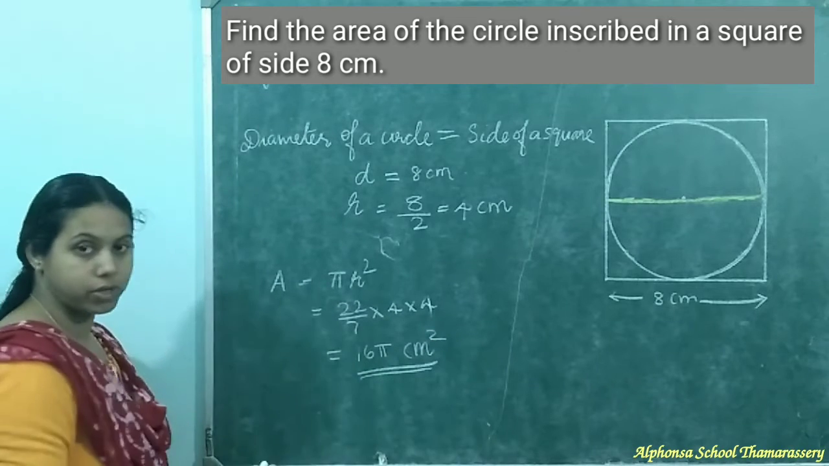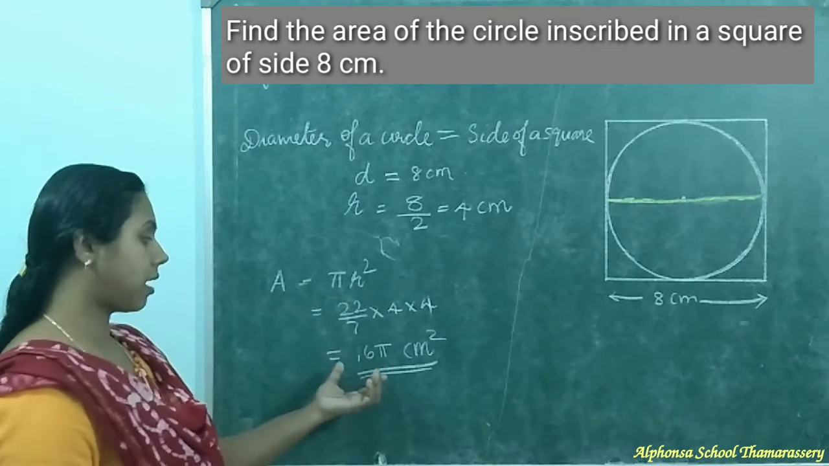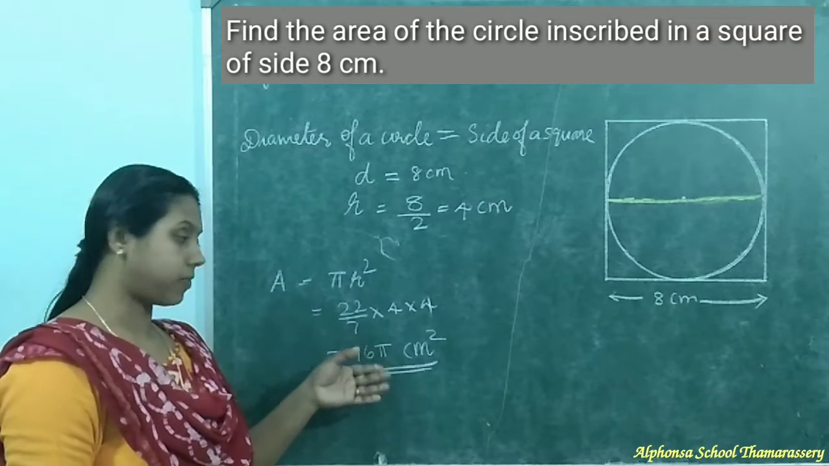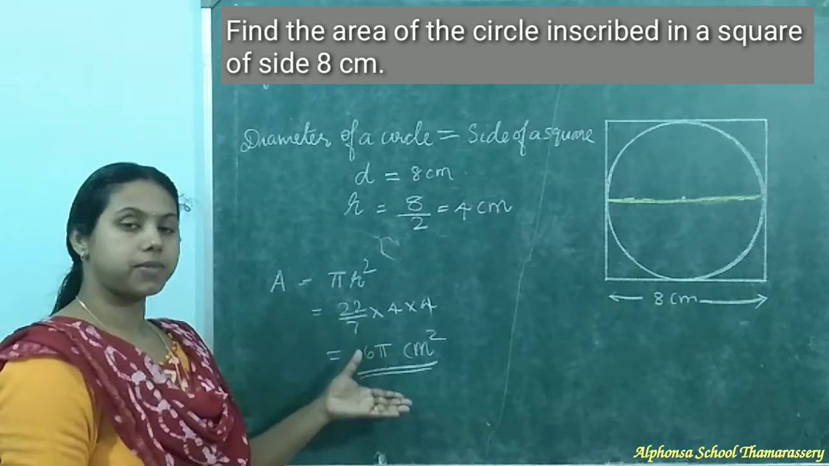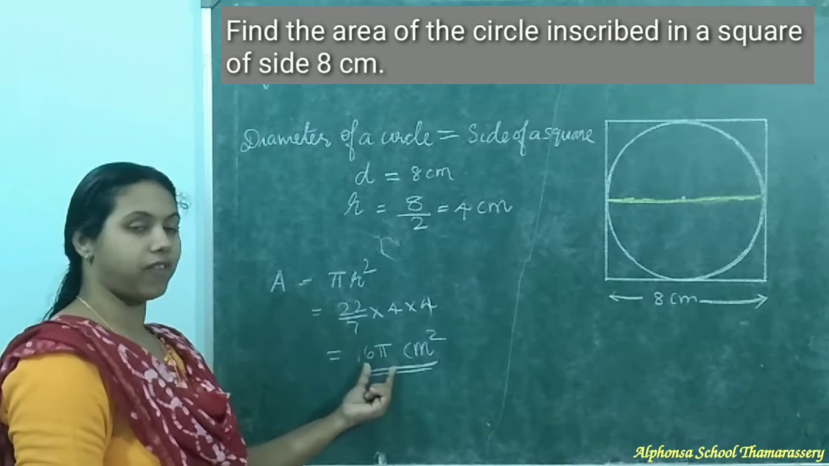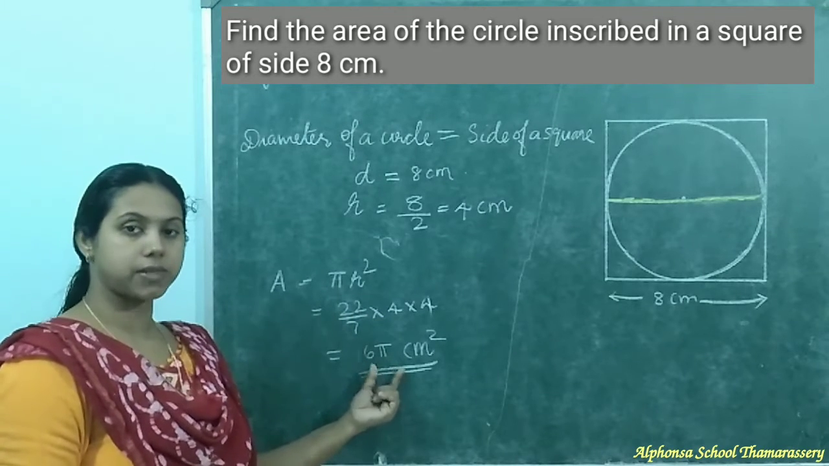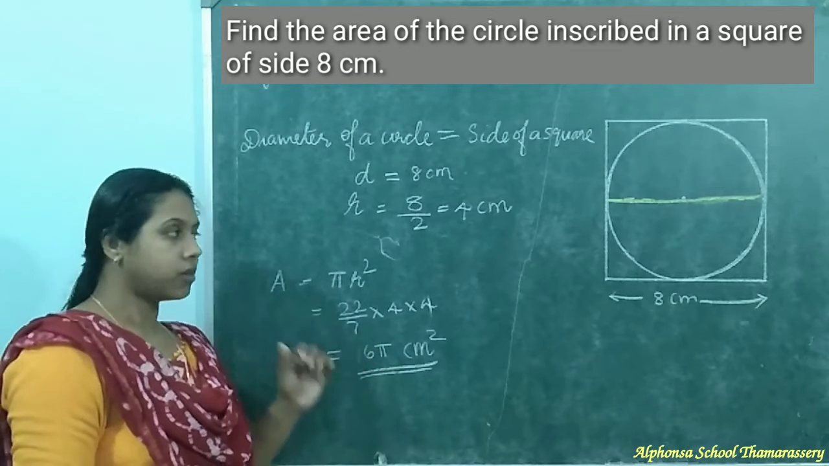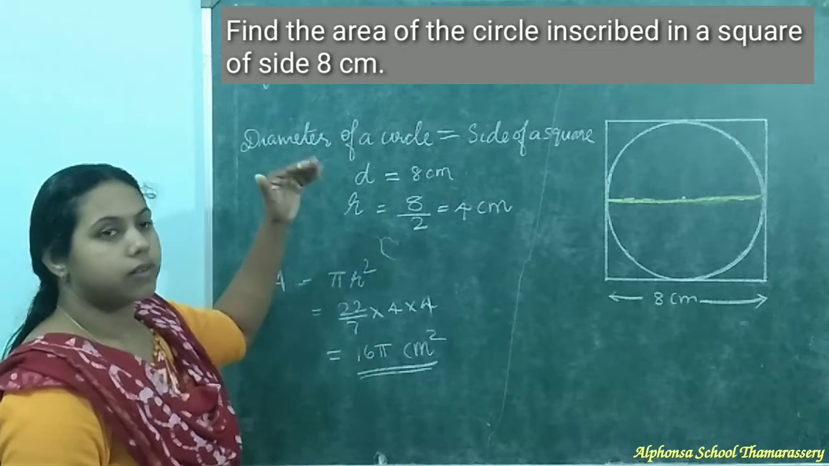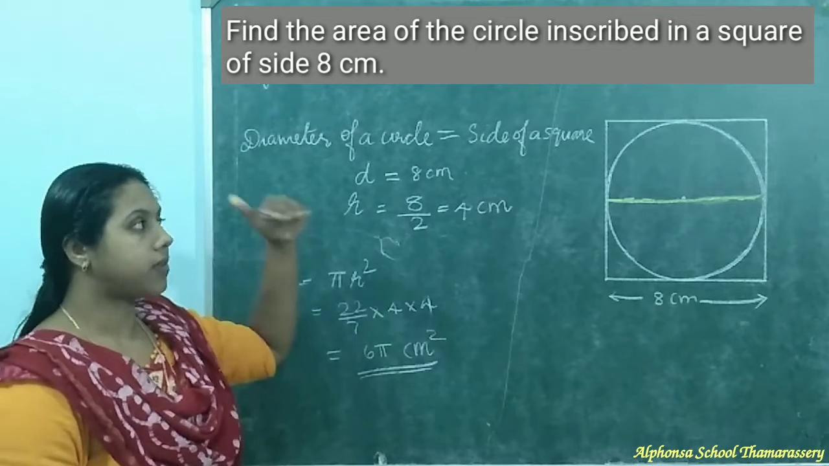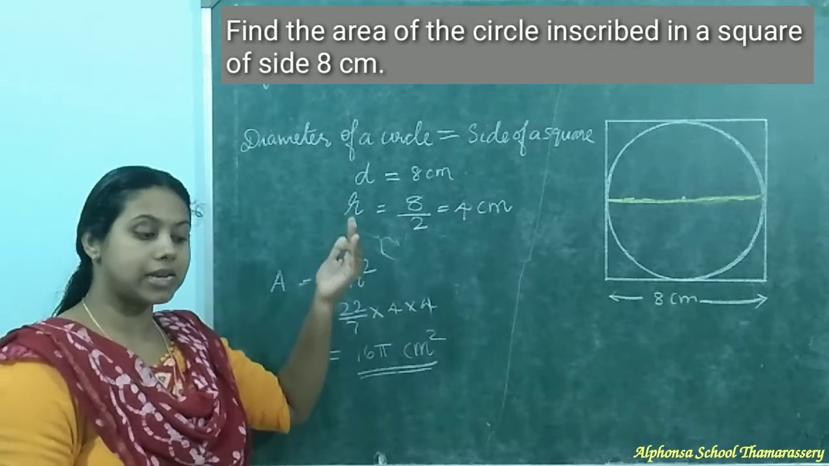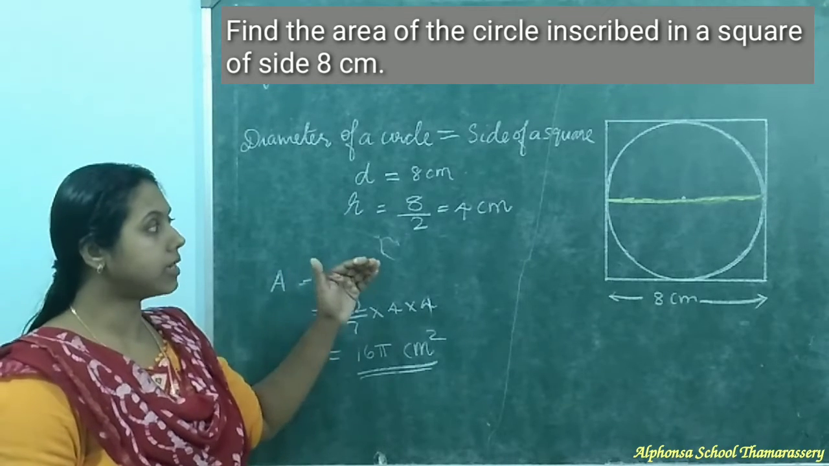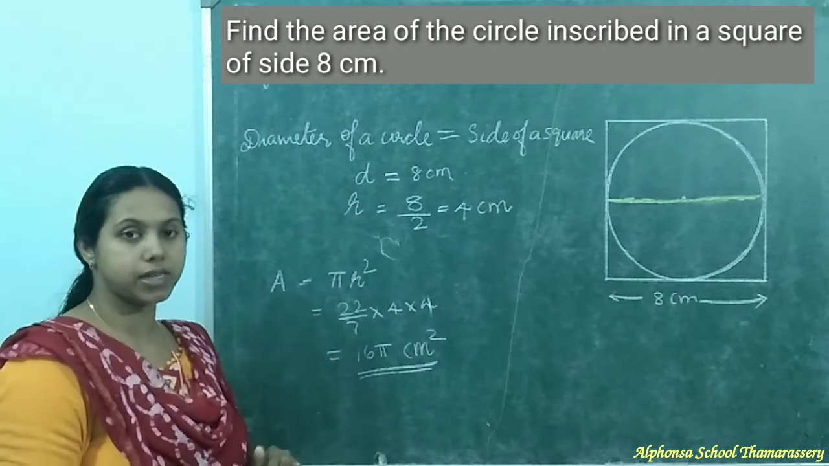If it is an MCQ type question, the option will come like this, 16 pi. Answer will be given in this way only, 16 pi. Sometimes they will multiply and give the final answer. Most of the times in option questions, you can see the answers this way. So here we have seen two types of questions. First we discussed the square inscribed in a circle. Now we see that a circle is inscribed in a square.